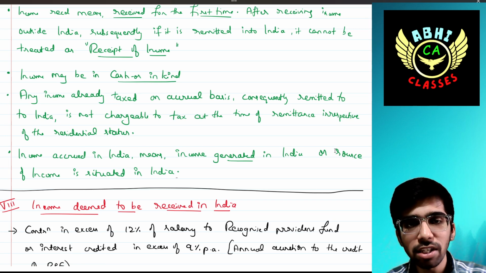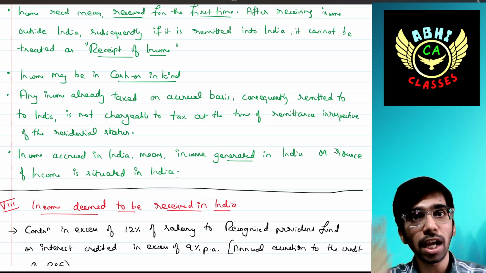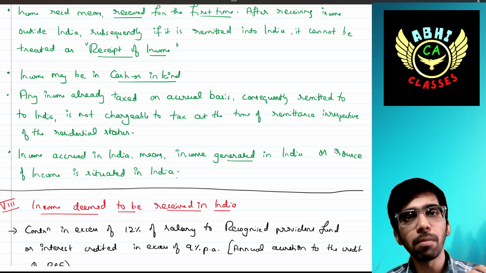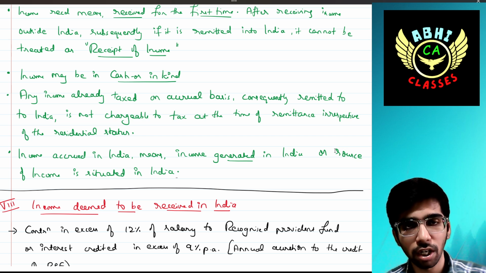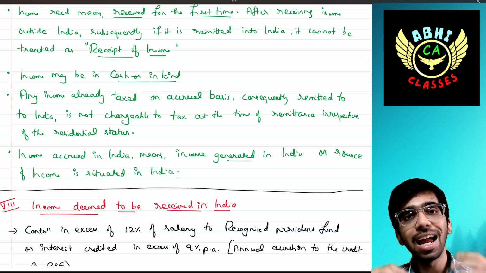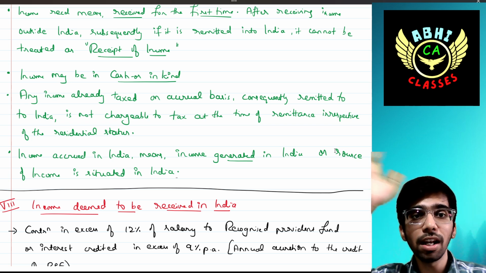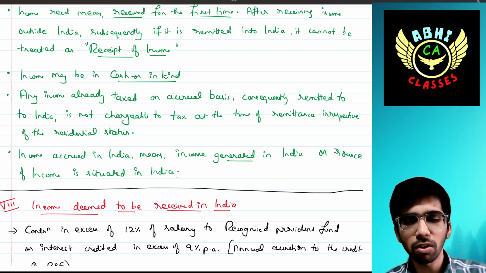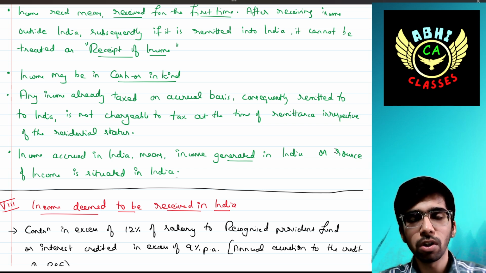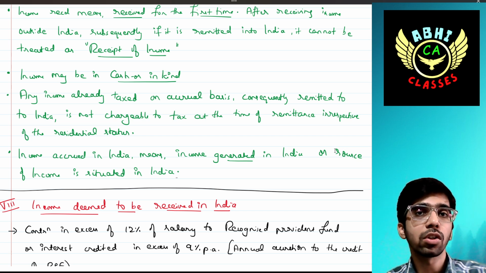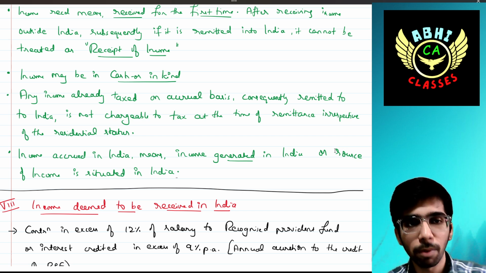Any income already taxed on an accrual basis, consequently remitted to India, is not chargeable to tax at the time of remittance, irrespective of the resident status. For example, I am an Indian resident and ordinarily resident. I have been charged income tax for the income accrued outside India because for me, global income is taxable. That income is then remitted to India. Then it is not treated again as my income because it has already been charged to tax during the first accrual. Hence, once taxed on an accrual basis, it should not be treated again as income for that person on a receipt basis.